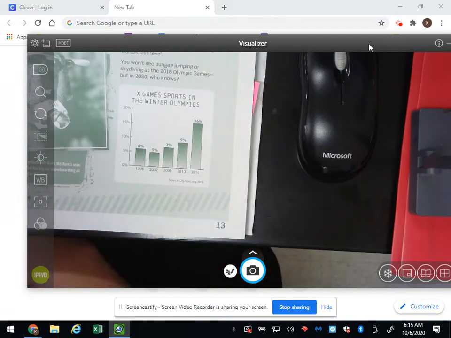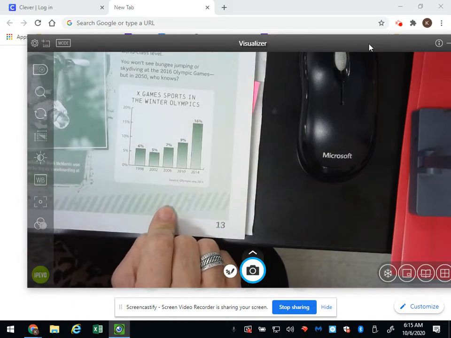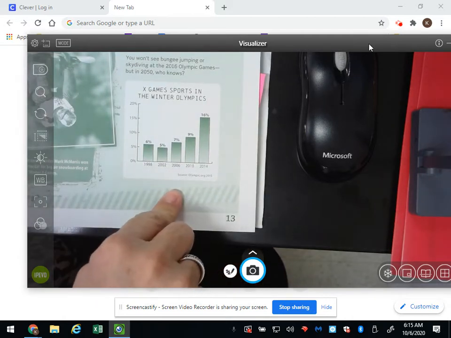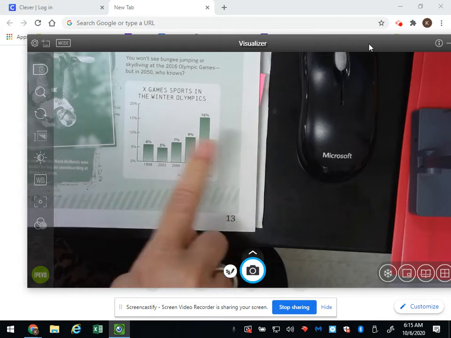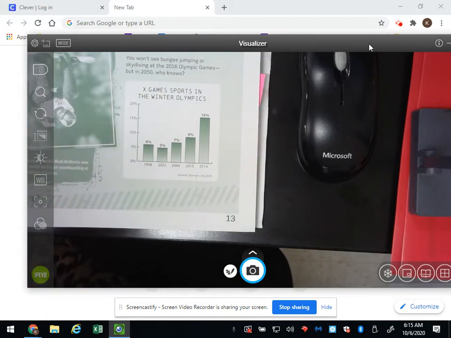In this case, it shows the percentage of X Games sports that have become Winter Olympic events from 1998 to 2014. So let's take a closer look at some of the information that we can learn from looking at this graph. I'm going to ask you to stop and do some thinking. In what year did the smallest percentage of X Games sports cross over to the Olympics?